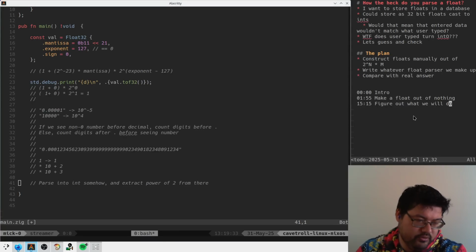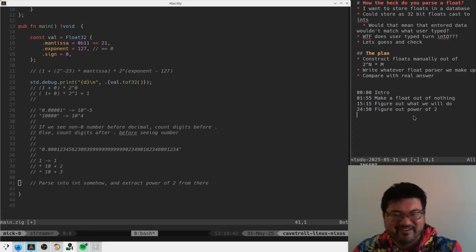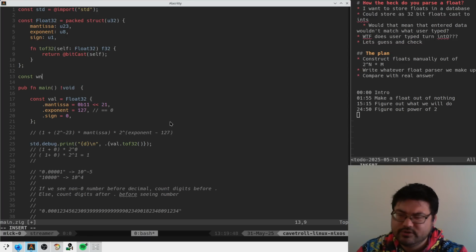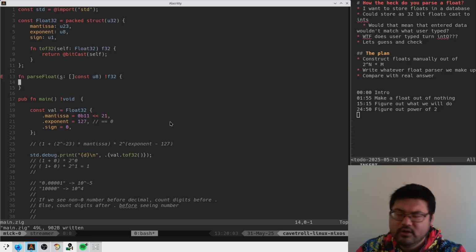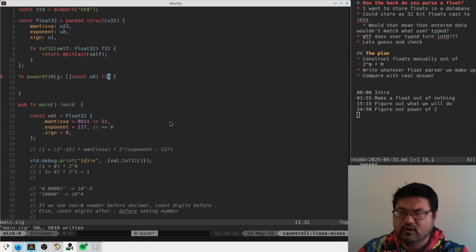So we'll say that this was figure out what we will do. And now we're at figure out power of 2. Let's do that first. I think that's doable. So given some string, parse float given some string. And this is going to turn into a floating point, probably errorable. And first we'll call this power of 10.